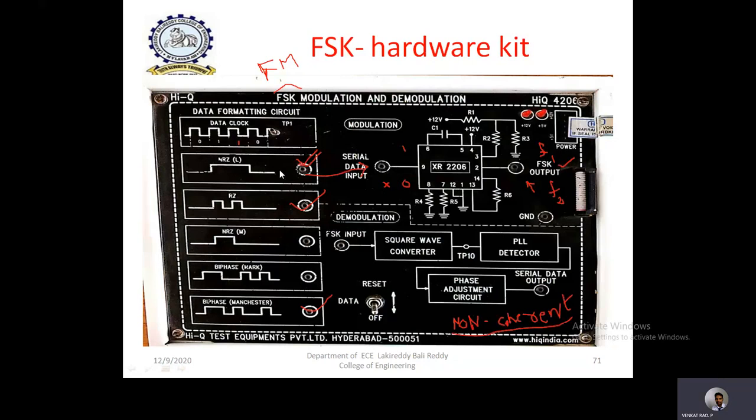So if you want to perform the experiment, first we should know the procedure. For every modulation technique there is a very simple procedure. What is the procedure? First we need to observe the clock signal. For every digital hardware kit there is a clock, so we need to observe it. If you connect this to a CRO probe, you can observe the clock signal which is being generated and observe the frequency and time period of the clock.